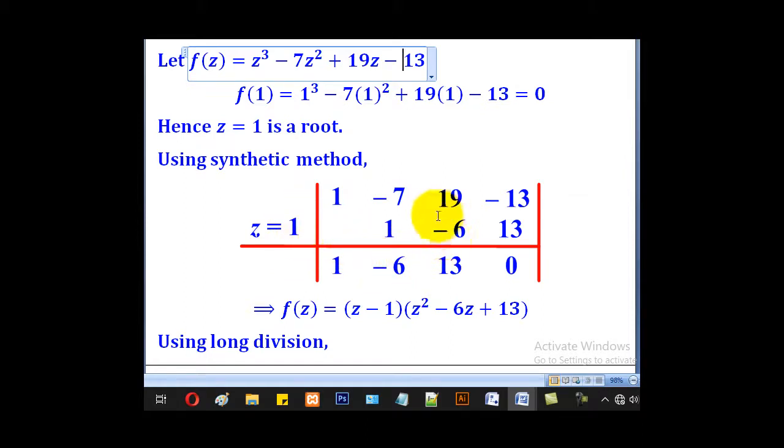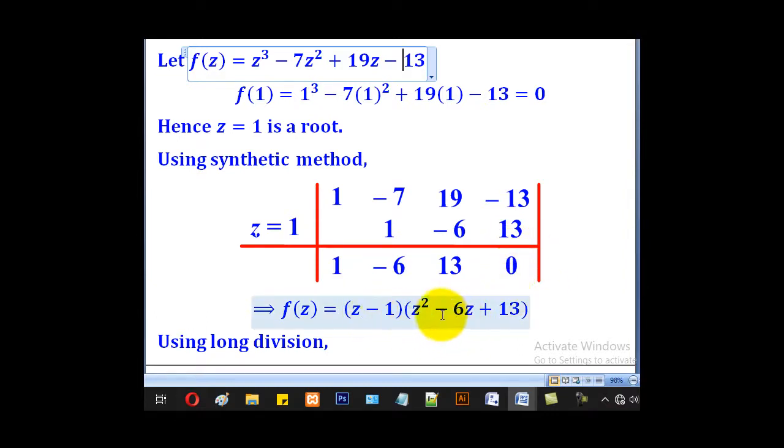And that negative 6 is what you put here. And you do the same, add to get 13. This 13 multiplied by the root, which is 1, to get 13. When you add, you get 0. Now this 0 means that the remainder is 0. What is here is called the remainder. So the remainder is 0.